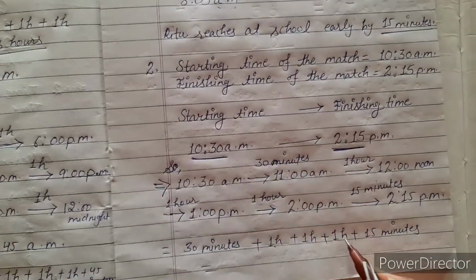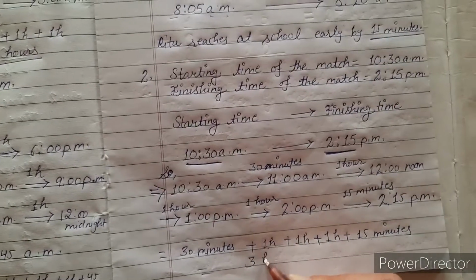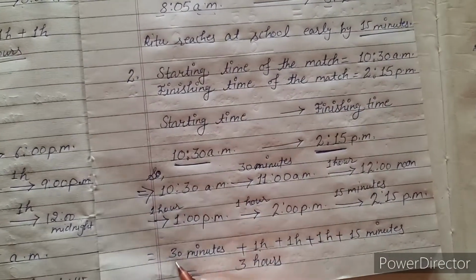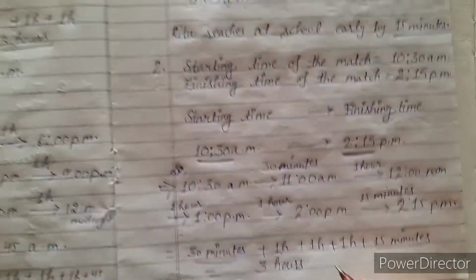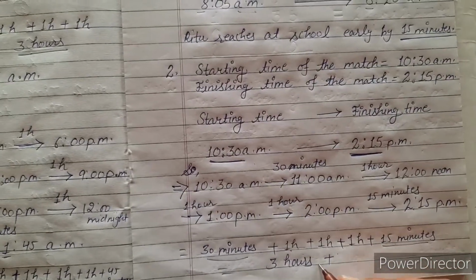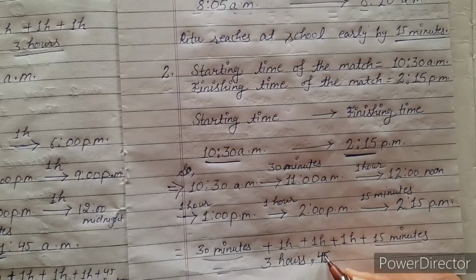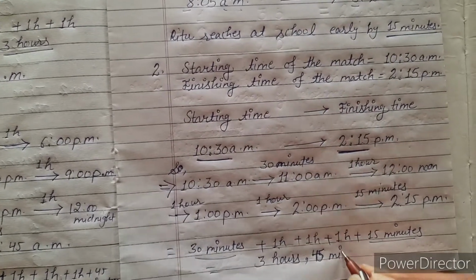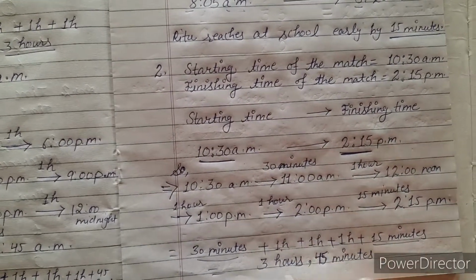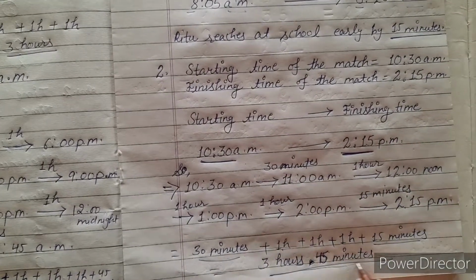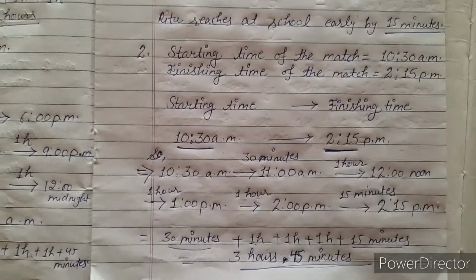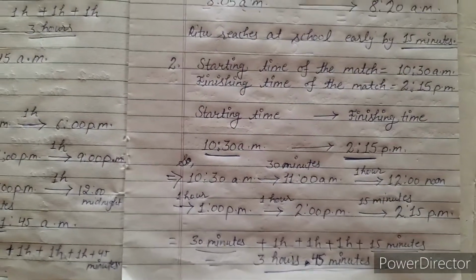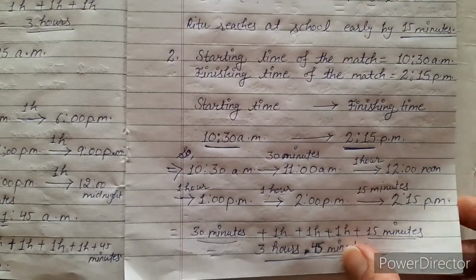1 hour, 1 hour and 1 hour, these are a complete 3 hours. And 30 minutes and 15 minutes, when we add these minutes, it becomes 45 minutes. So this is the complete duration of the match. The match was played for 3 hours and 45 minutes. In this way we have to solve all the questions, beta.